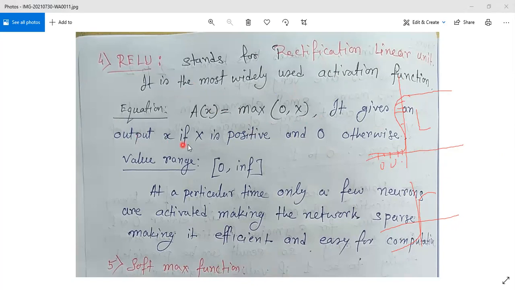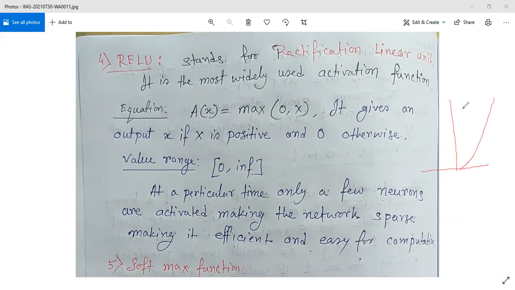It gives an output x if x is positive and 0 otherwise. And what is the graphical representation? This is the ReLU function. If x is any positive value, it will give that value, and for any value in this coordinate, it remains 0. In this way, the ReLU function is given. And there is another, the softmax function.